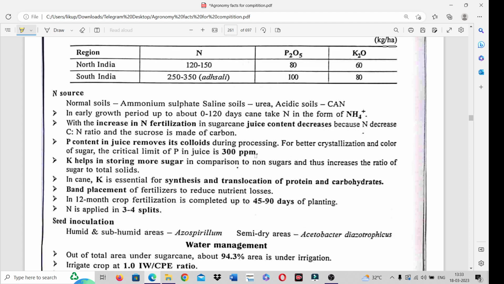Seed inoculation: in humid and subhumid areas, Azospirillum; in semi-dry areas, Acetobacter diazotrophicus.